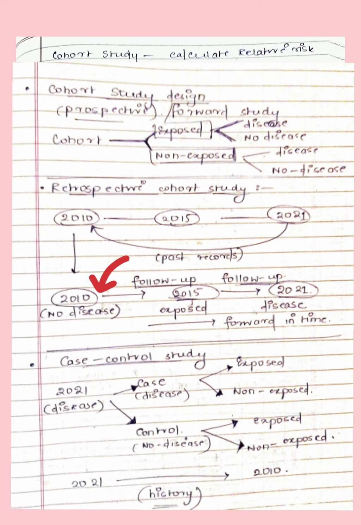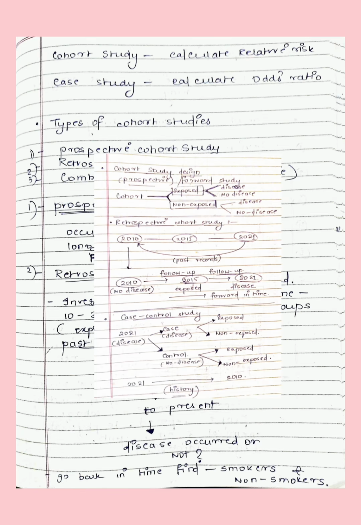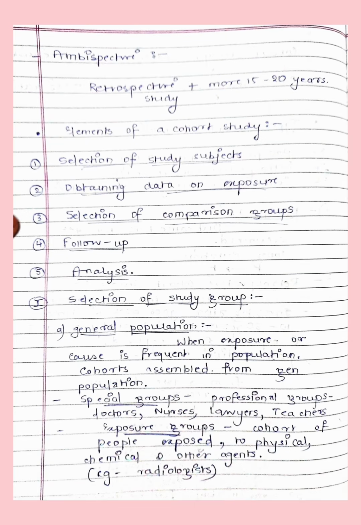So we will do the follow-up. Some might take up the habit of smoking in 2011, 2012, 2015. That's how we'll select the exposed and non-exposed groups. Then again we'll do the follow-up, and over the years we will see who developed the disease and who didn't. Like I said, I already discussed the difference between these studies in one of my videos, so make sure you watch that. Now we'll discuss the elements of cohort study, or the steps in this study.